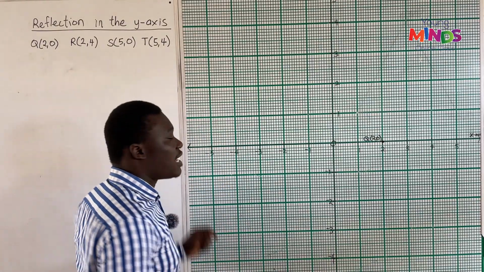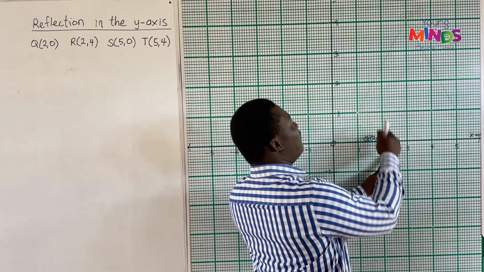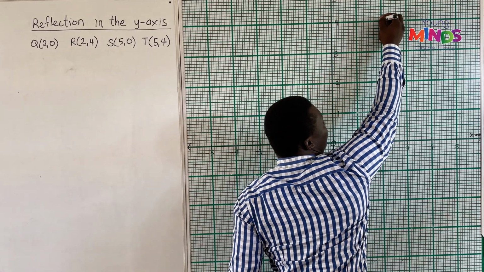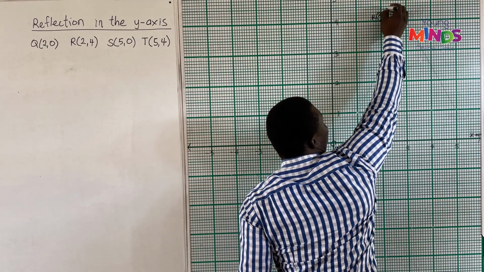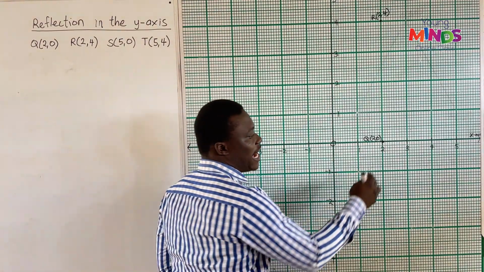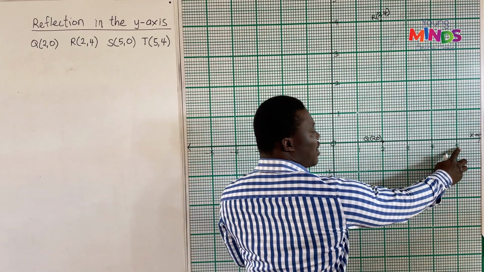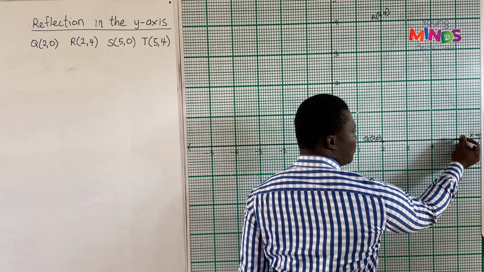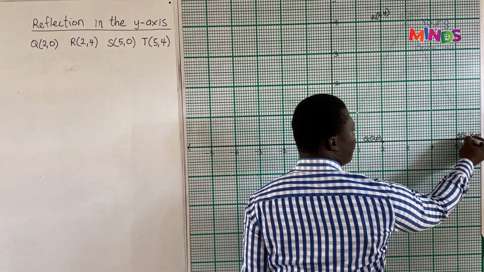The second point, R(2, 4). 2 on the x-axis, 4 on the y-axis. So they will meet here. R(2, 4). The third point, S(5, 0). 5 on the x-axis, 0 on the y-axis. So if you have 5 here and 0 here, they will meet on the 5. And that will be point S(5, 0).